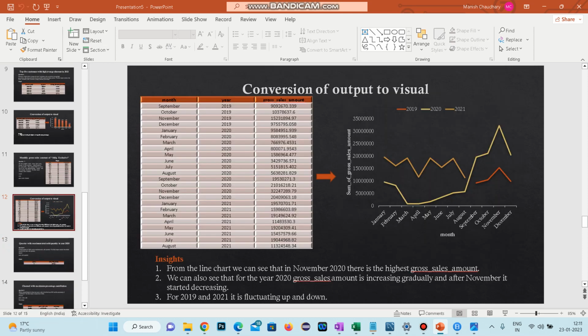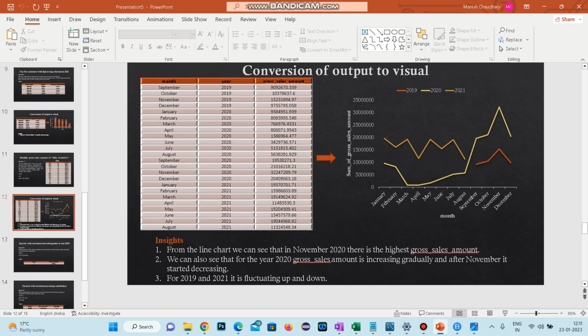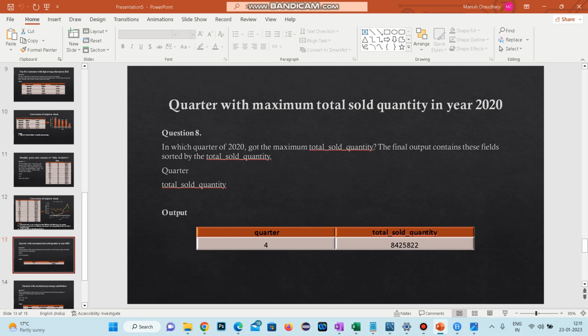So let's move to the visualization part of it, and I have made line charts for each year, for each month. We can see that in year 2020 there is a certain decrease in gross sales, but after that it keeps increasing, highly increasing, and again after November it is decreasing. But for years 2019 and 2021 we can see that it is fluctuating, sometimes up, sometimes down. Now let's move to the next question.